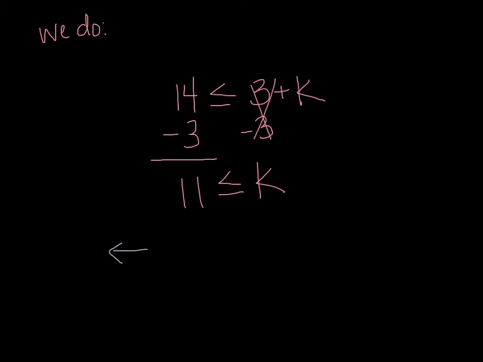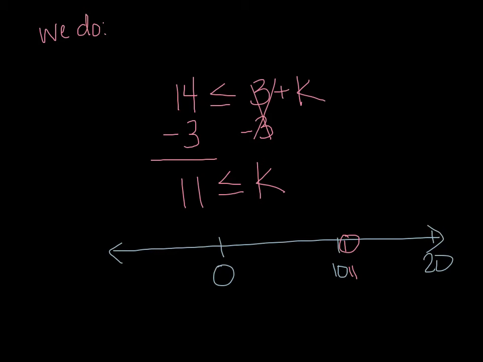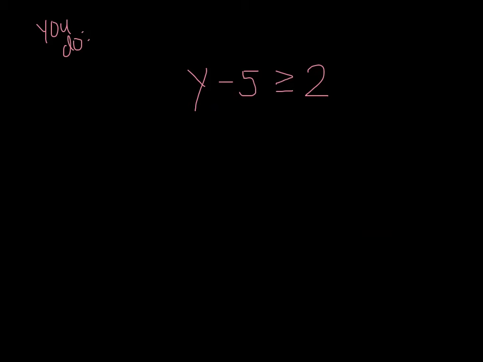So let's graph it. I have 0, I have 10, and 20, so 11 is going to be right about here. Circle it. Bubble it this time because he could be 11, or he's going to be bigger, so he could be 12, or 13, or 20, but he can't be any of that. So that's all. I think you're ready to try a you-do.